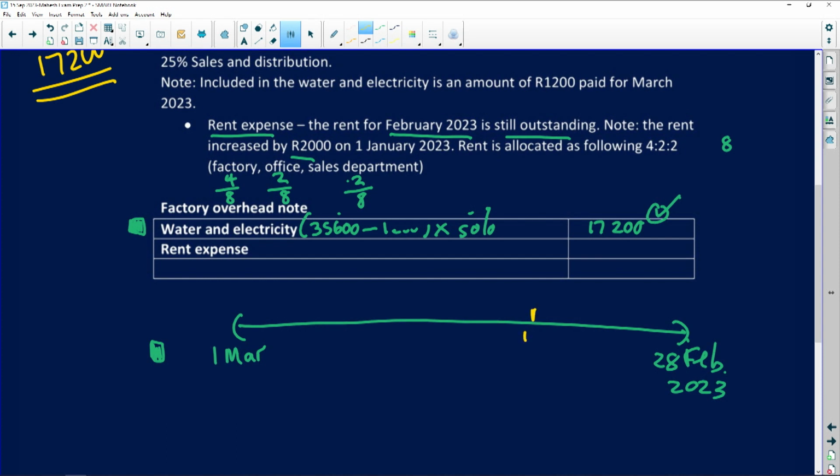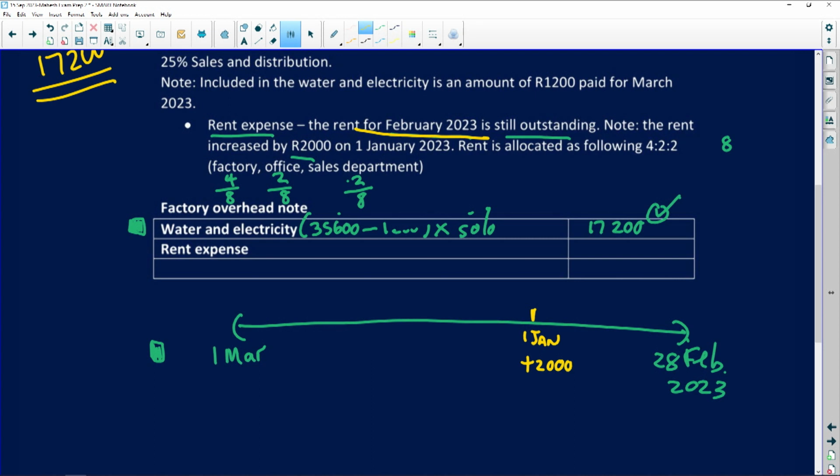So somewhere here on the 1st of Jan, rent increased by 2,000 Rand. Okay, so I can actually start with that. So January and February, obviously the rent is 2,000 Rand more than what it was in the previous months, right? Yeah, note the rent increased. I read that part. Rent is outstanding. That's what I was looking for, the month of February.